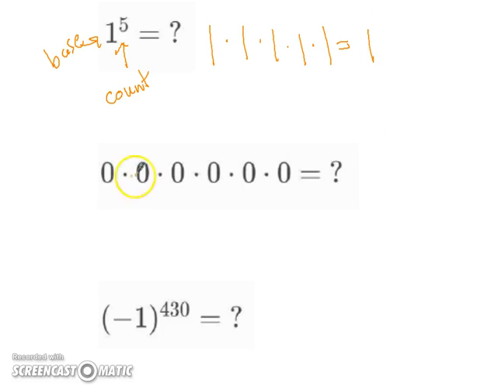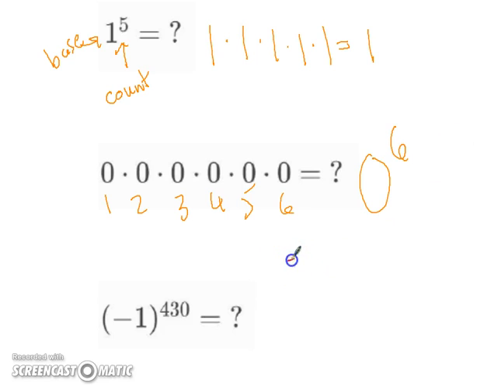Now this next one, it actually wanted an exponential form, so let's count them. 1, 2, 3, 4, 5, 6 zeros. So the base is 0 and the exponent is 6, because 6 is a count of how many zeros they multiply. Now this one I need to look for a pattern, so let me switch to reds.